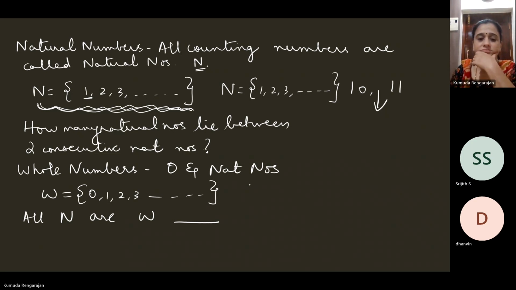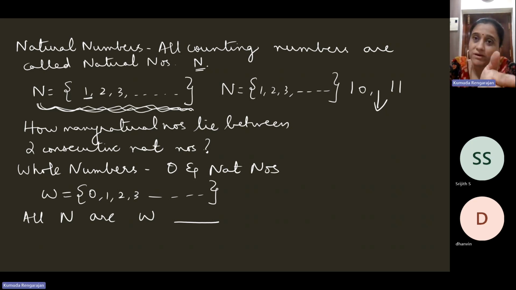False, ma'am. Okay. All natural numbers are whole numbers. Let's start from the beginning. 1 is a natural number. Is it a whole number? Yes. 2 is a natural number. Is it a whole number? Yes, ma'am. 3 is a natural number. Is it a whole number? Yes. All natural numbers are whole numbers.